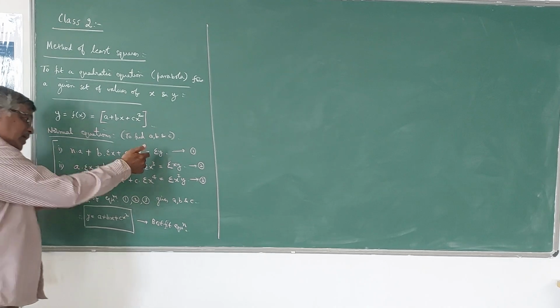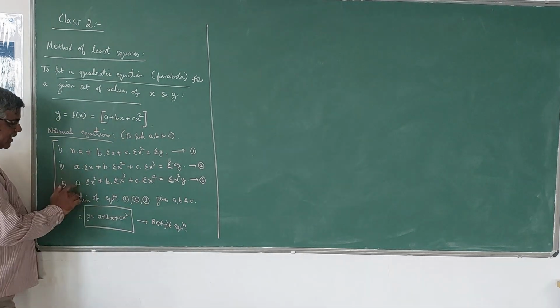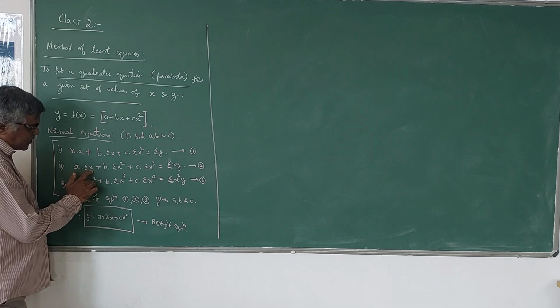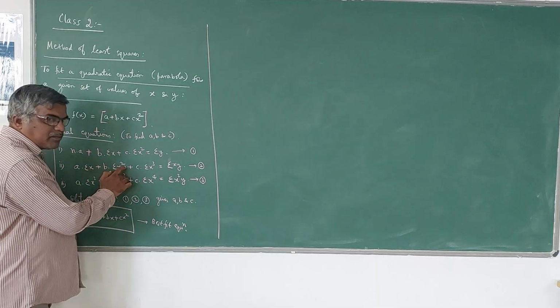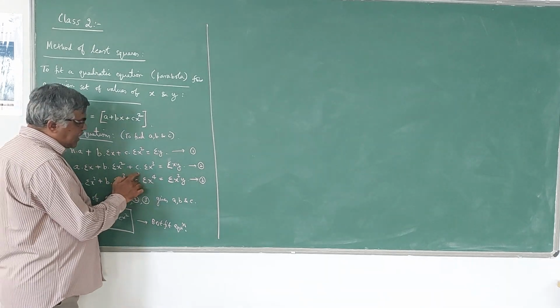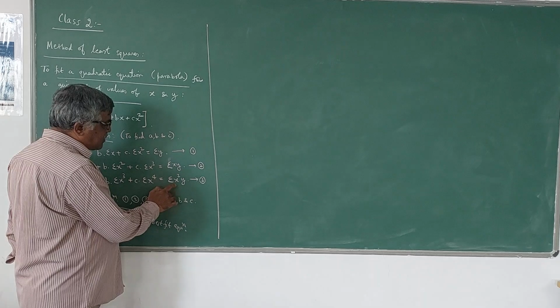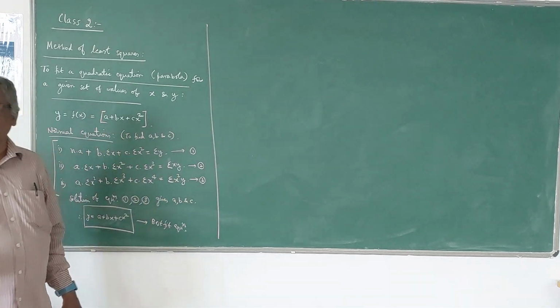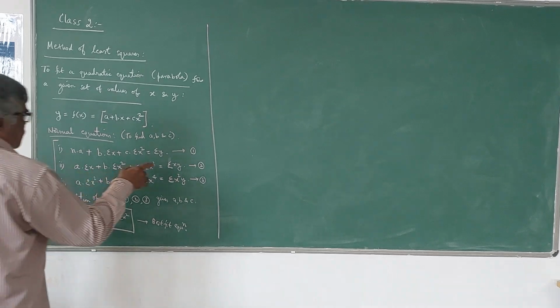Then to get the third equation, once again you have to multiply by x. Here a into sigma x is replaced by sigma x square, b into sigma x square is replaced by sigma x cube, c into sigma x cube is replaced by sigma x power 4, and sigma xy is replaced by sigma x square y. That means we are multiplying xy by another x, which gives x square y.